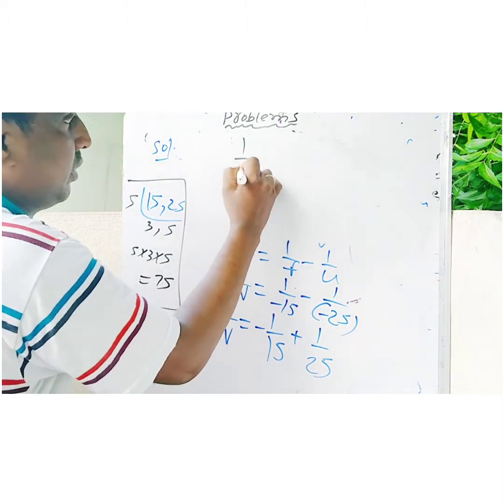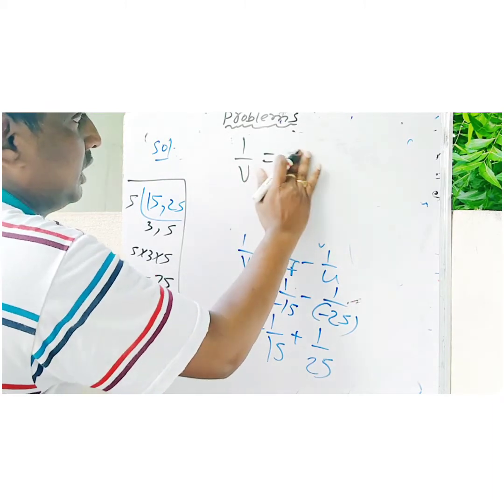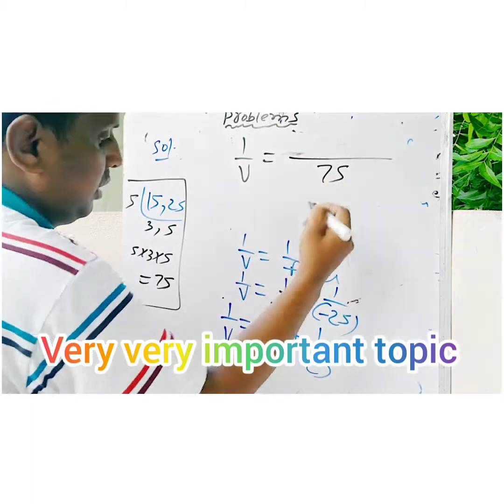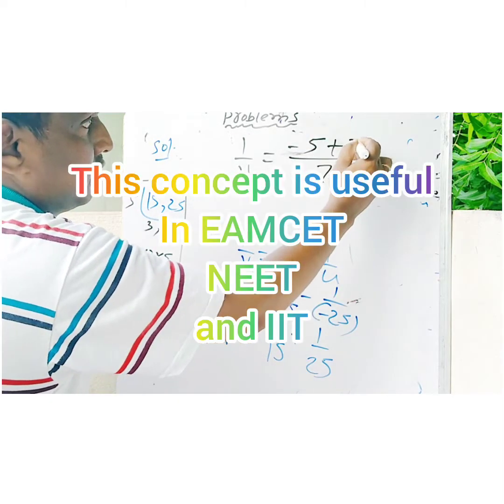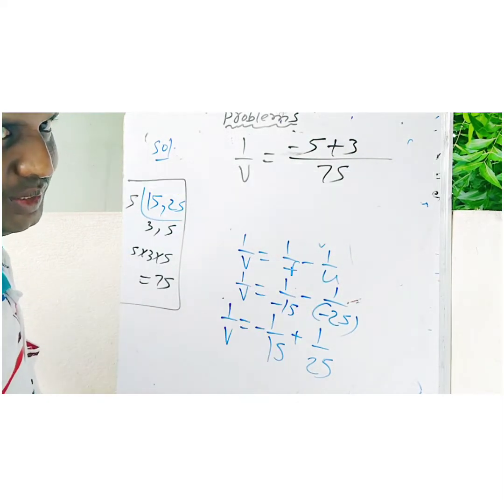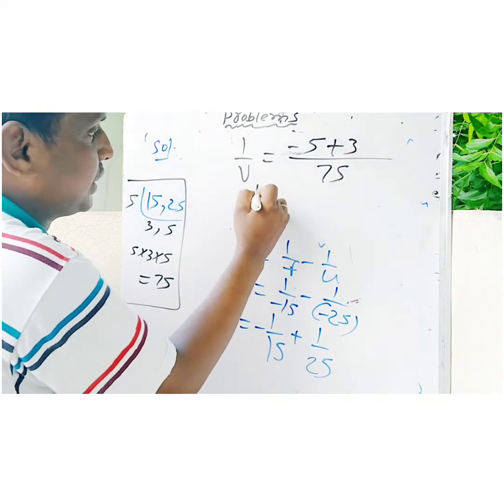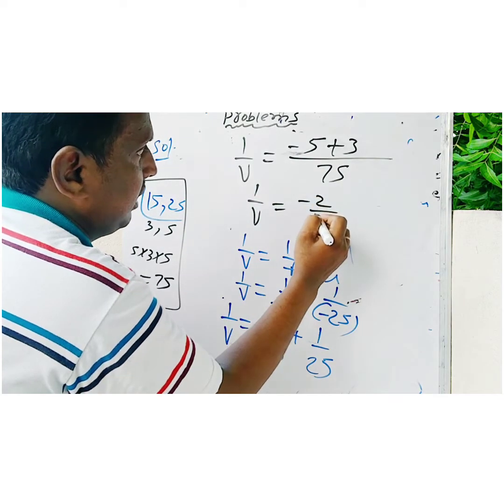So 1 by V equal to minus, LCM 75. So already minus, so we get what here? 5. Here we get 3. LCM is well known to you. So 1 by V equal what here? Minus 2 by 75.